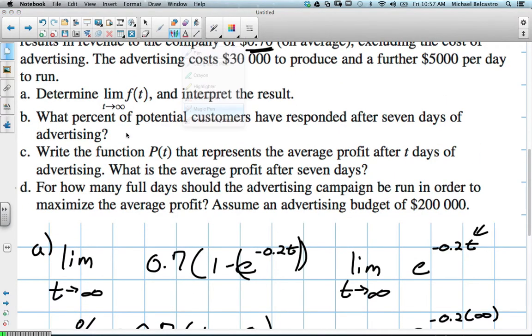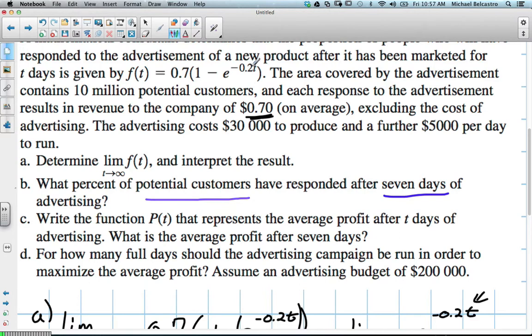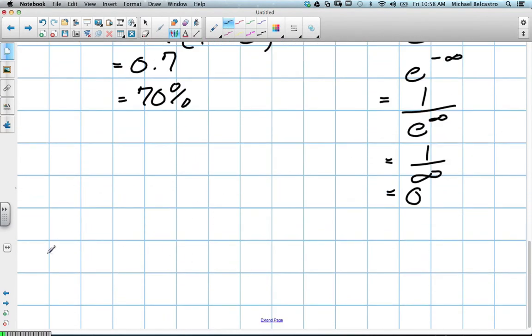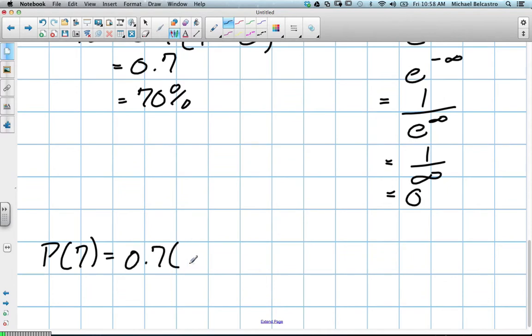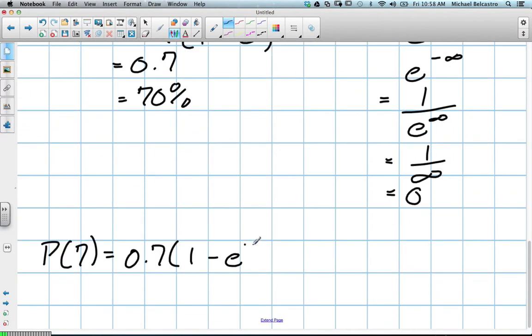B. What percentage of potential customers have responded after 7 days of advertising? Okay, that's pretty straightforward. They want us to plug the value of 7 in for t and solve for our advertisement. So we use the original equation they gave us. The proportion at t equals 7 in this case is equal to 0.7 times (1 minus e to the power of negative 0.2), and we're replacing t with the value of 7. So we're essentially just working this out to find a proportion. This is our B in our question.